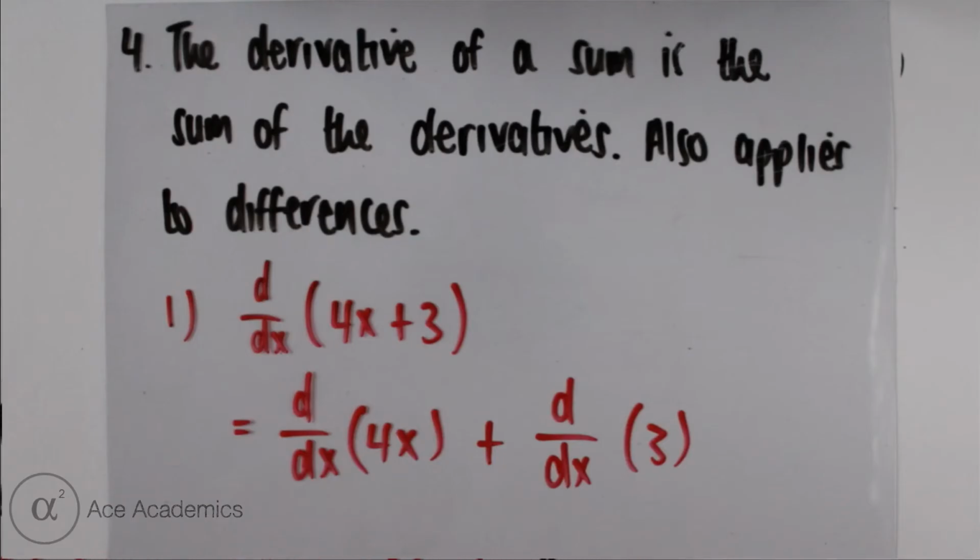The final rule that we use in grade 12 differentiation is the sum and difference of two differentials. So basically, the derivative of a sum is the sum of the derivatives. And this will make more sense once we do an example. But this rule also applies to differences. The derivative of 4x plus 3 is the same thing as the derivative of 4x plus the derivative of 3. And from there on out, we can use our rules 1, 2, and 3 to find the derivative of this.